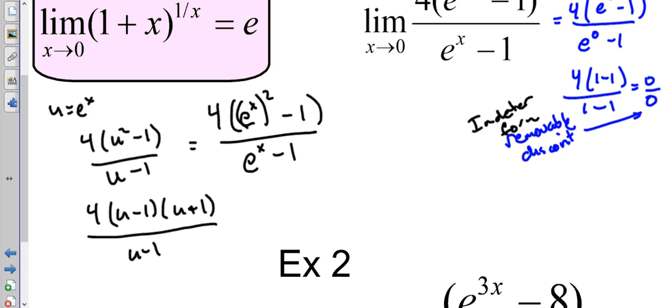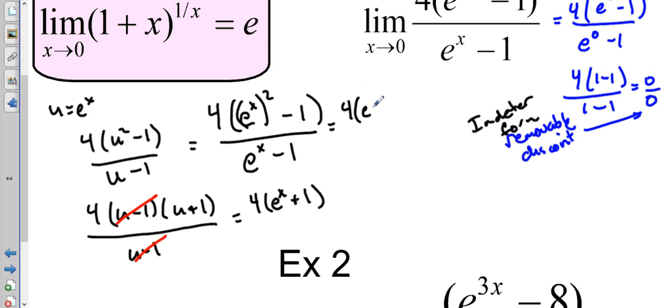Well, what happens then, this and this cancel out, and we can see that this is the same thing as if I would have 4 times u plus 1, which is actually e to the x, so it's e to the x plus 1. That's how we could simplify it.